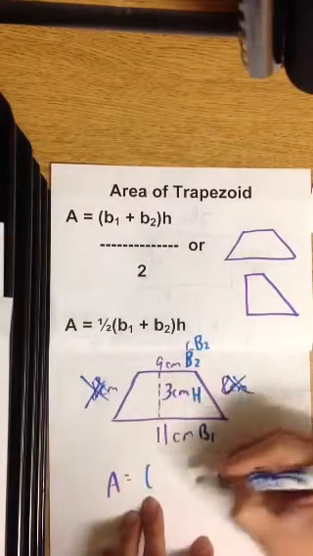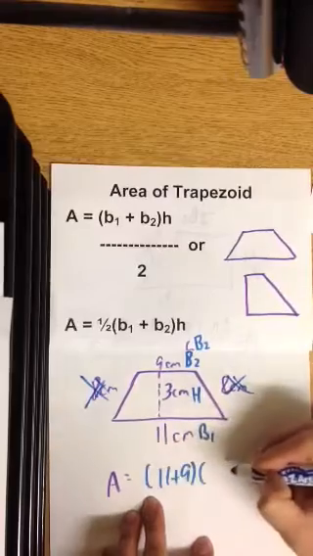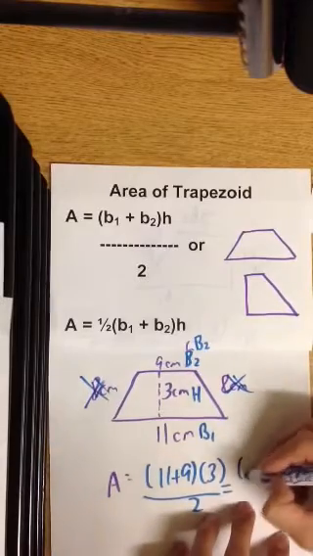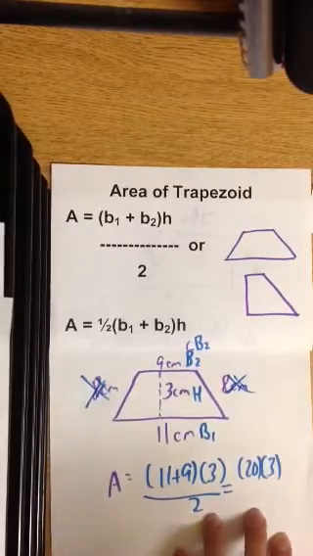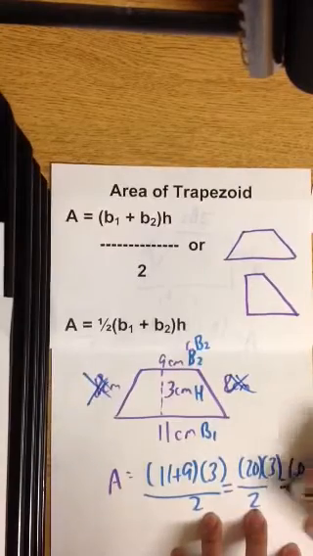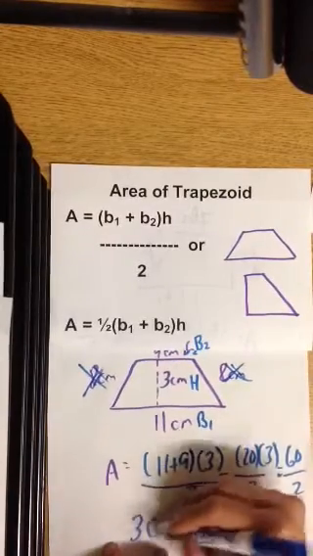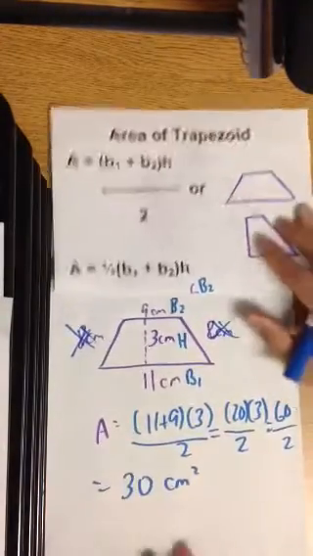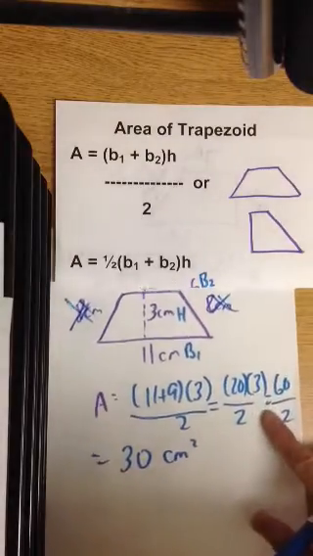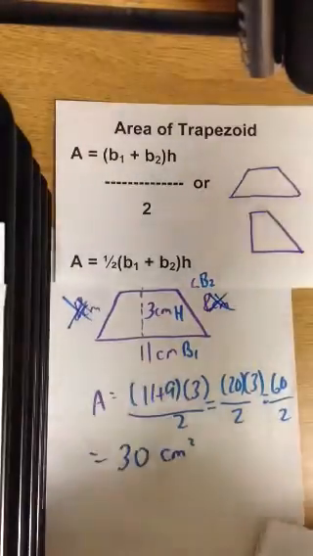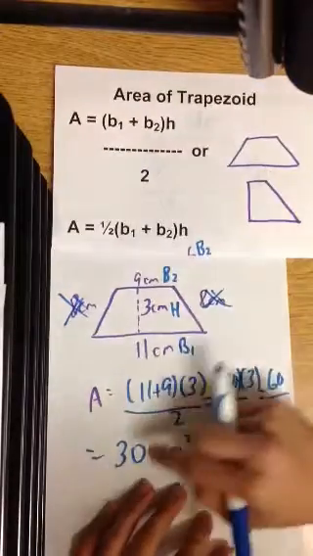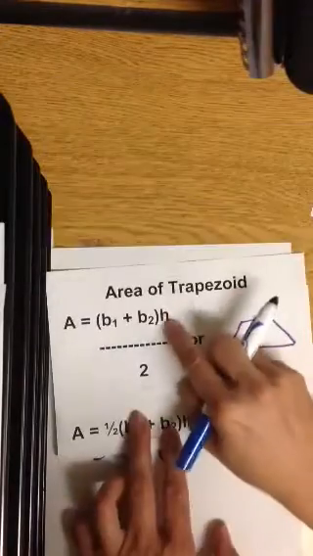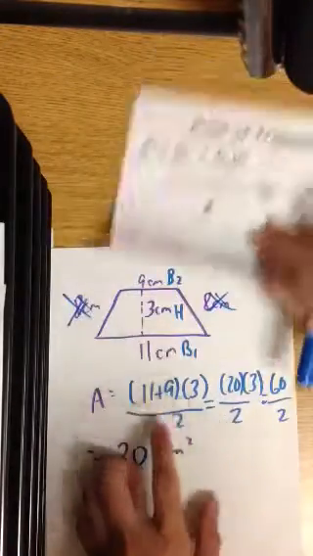So you add up the two bases, 11 plus 9. You multiply by the height, 3. You divide by 2. What's 11 plus 9? 20. What's 20 groups of 3? 60. What's 60 divided by 2? 30. So the area for this isosceles trapezoid is 30 square centimeters, or 30 centimeters square, whichever one you want to say. I prefer 30 square centimeters. So again, you add up the two bases, multiply by the height, 3, and divide by 2.